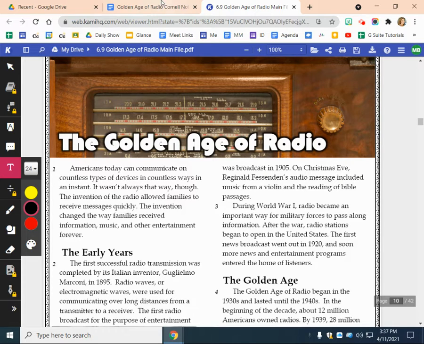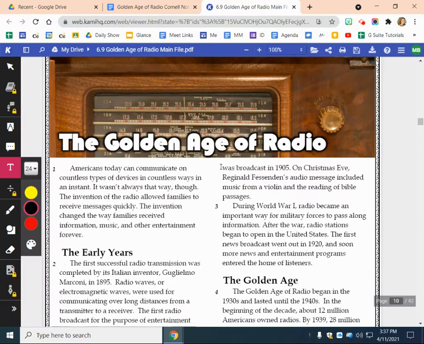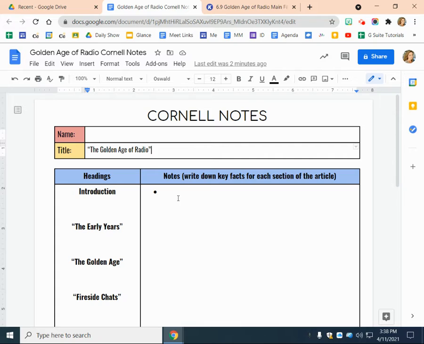All right, we're going to pause there, head back to your Cornell notes, and let's think about some key facts from that really short introduction. We might only get 1 or 2 facts because of the length of it. So I would probably talk about this last sentence. I think that's probably the most important fact from this introduction. The invention of the radio changed the way families received information, music, and other entertainment forever. So I'm just going to include that one sentence for my notes.